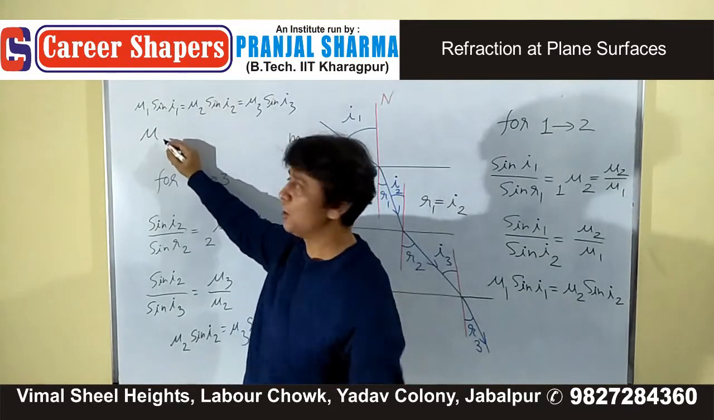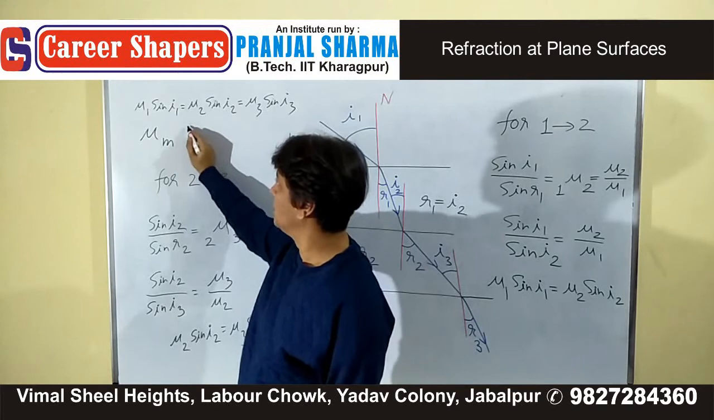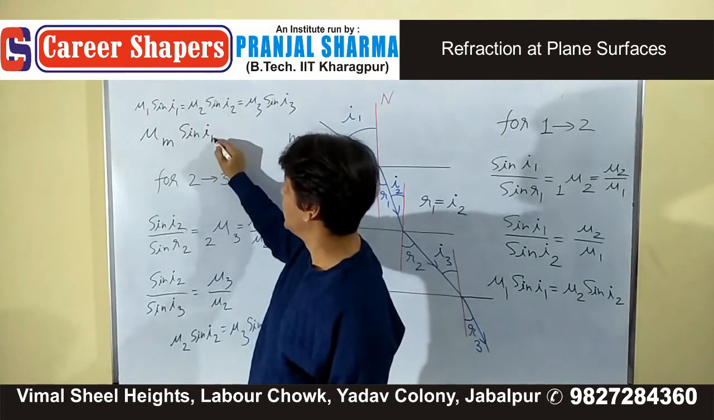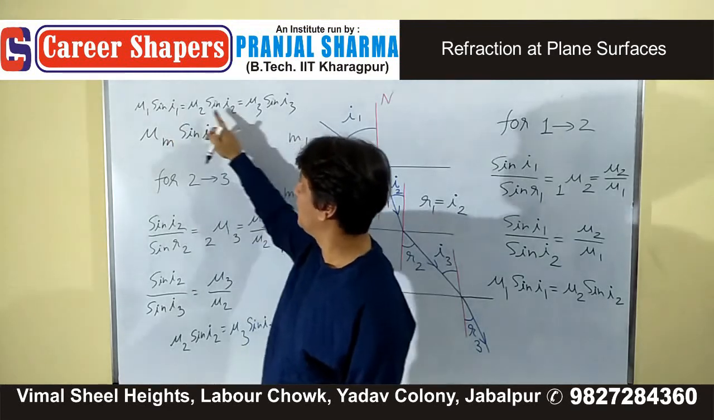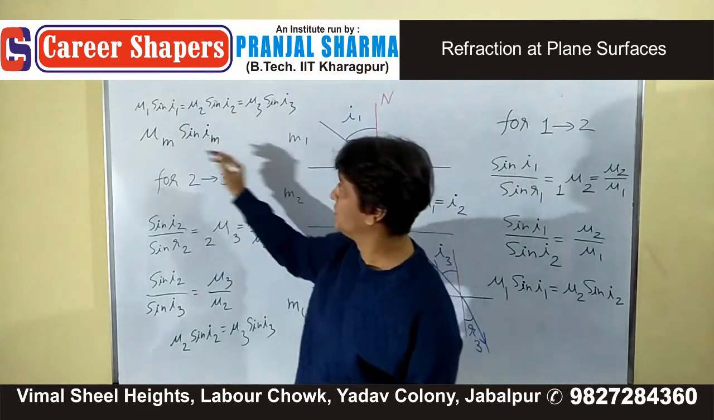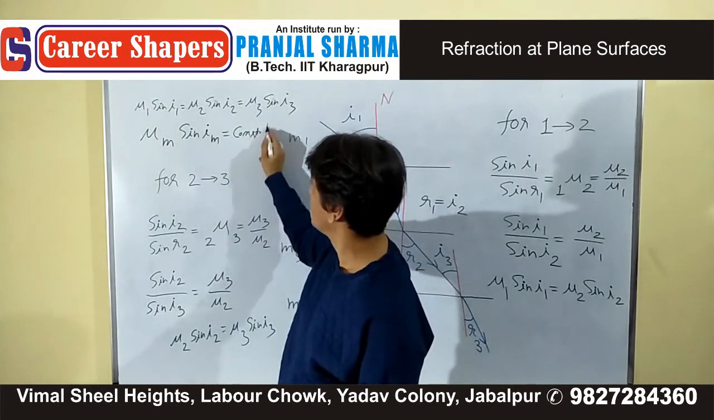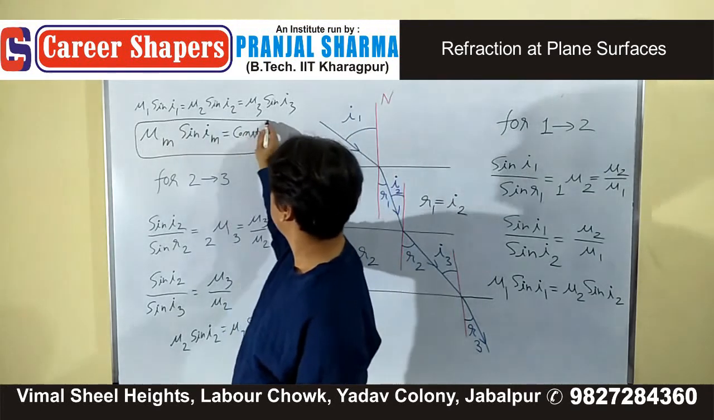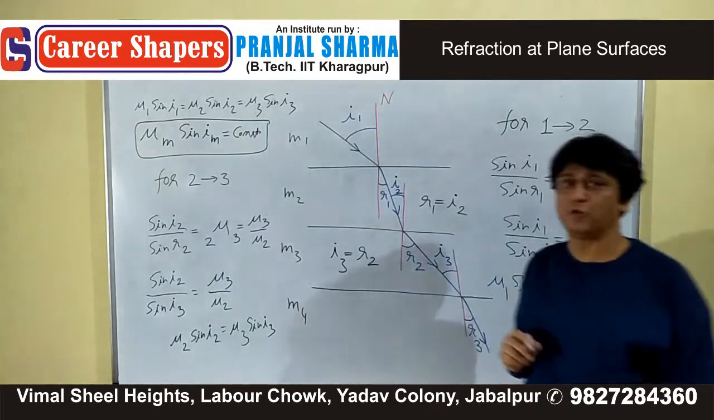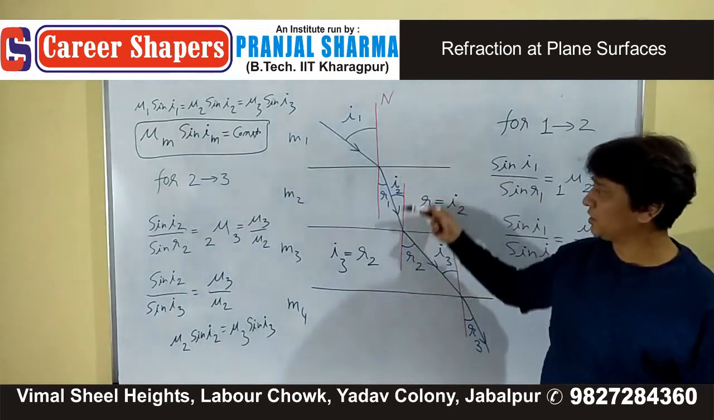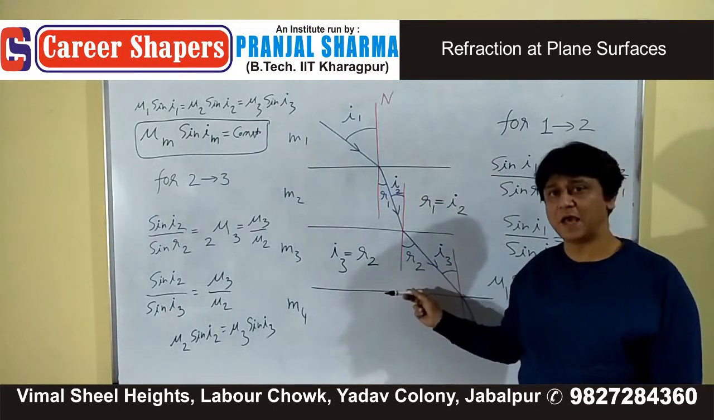Refractive index of a medium multiplied by sine of angle of incidence in that medium. This product is always a constant, provided all these interfaces are parallel.